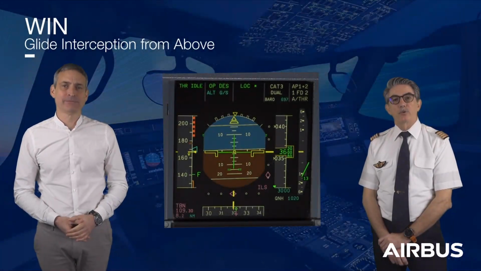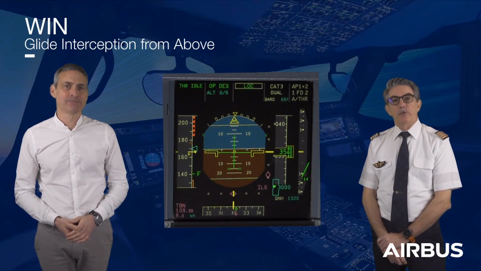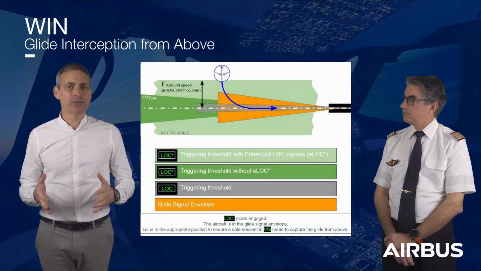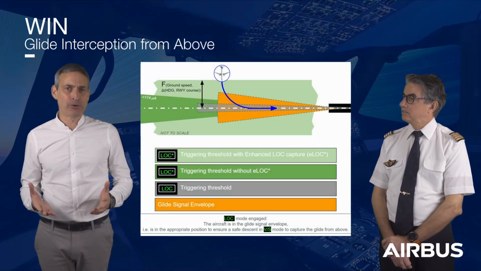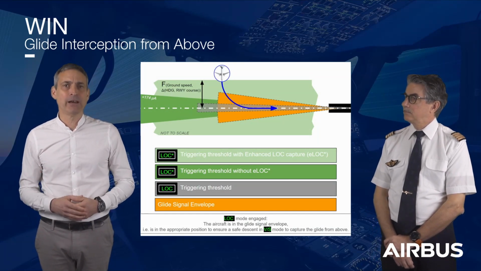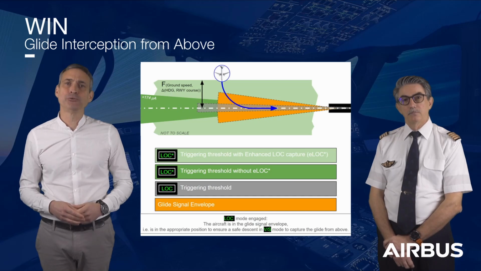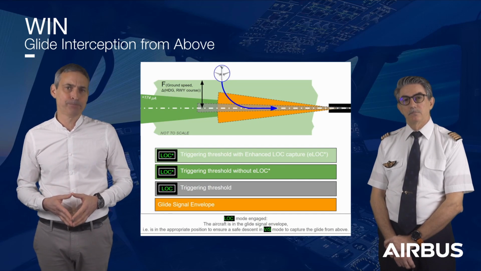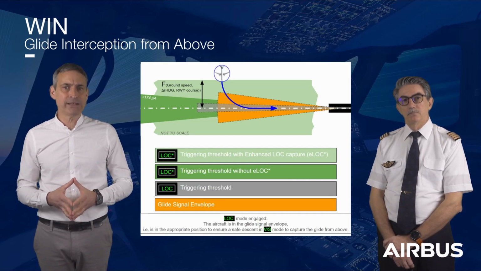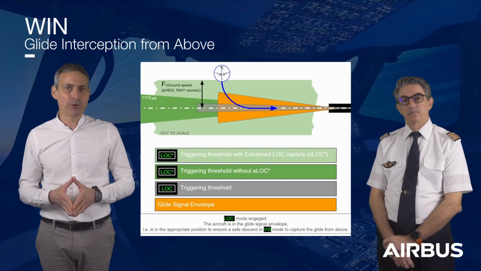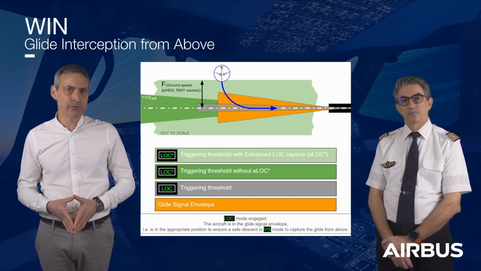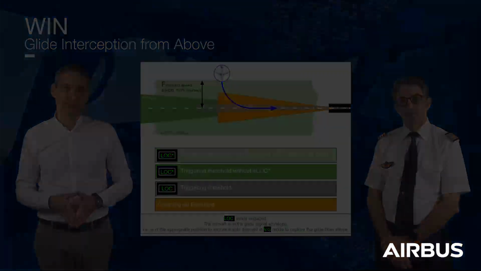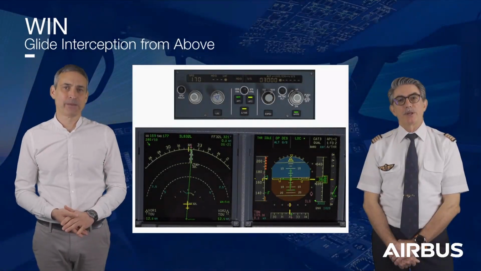Pierre, why do I have to wait until the lock mode is engaged before I can proceed to the glide interception? On Airbus aircraft, the lock star mode may engage before the standard reliable localizer area, and this in order to reduce the exposure to localizer overshoot during the interception. So, to ensure that the aircraft is well established on the final approach before descending to intercept the glide from above, the pilot flying must wait until the lock mode is engaged. Thank you for making that clear, Pierre.